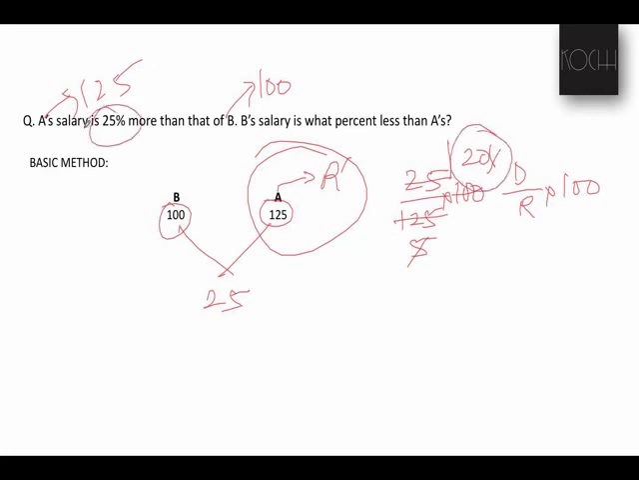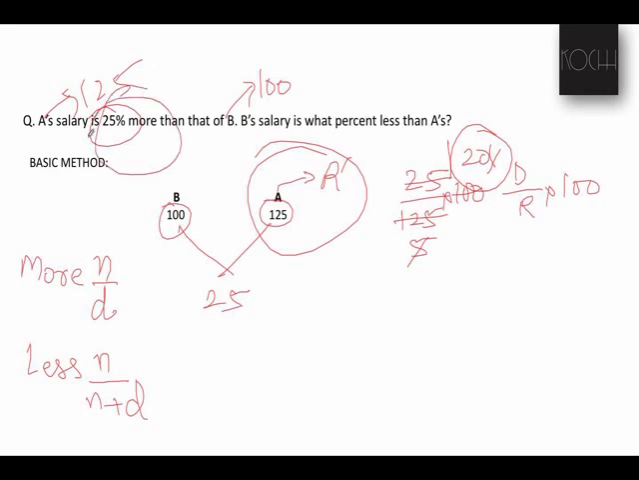Never mark 25% as your answer because most of you tend to do that. So if A's salary is 25% more than that of B, then B's salary is what percent less than A's? We also have a shortcut for this. For more, we have numerator upon denominator. For less, we have numerator upon numerator plus denominator.